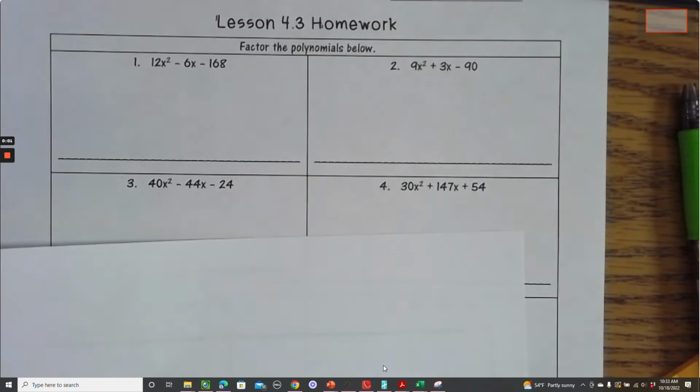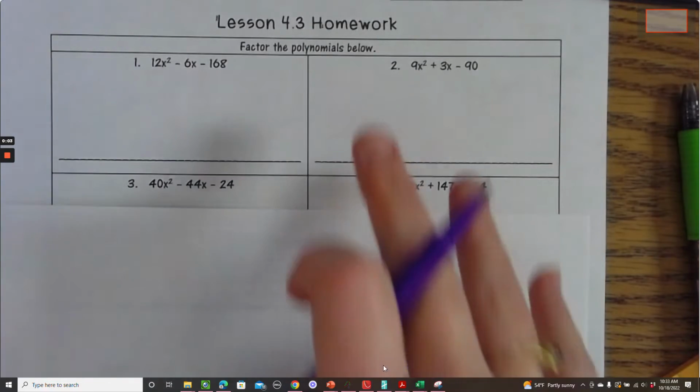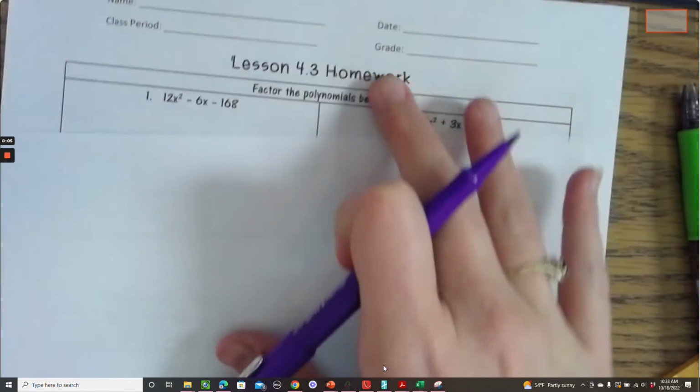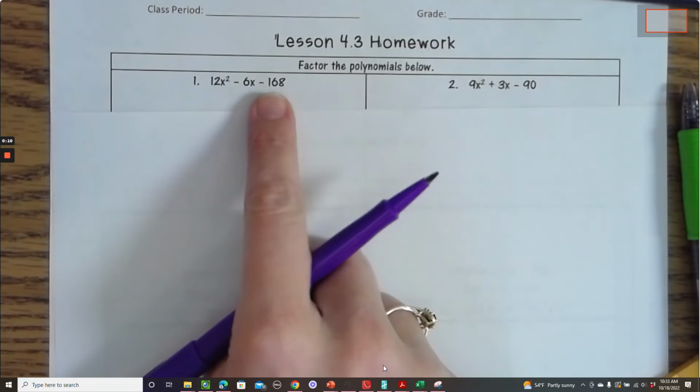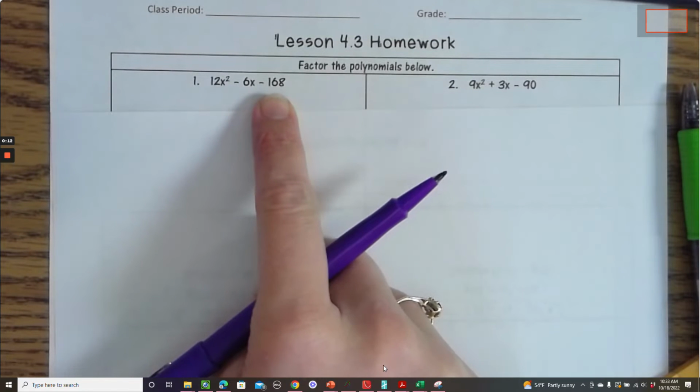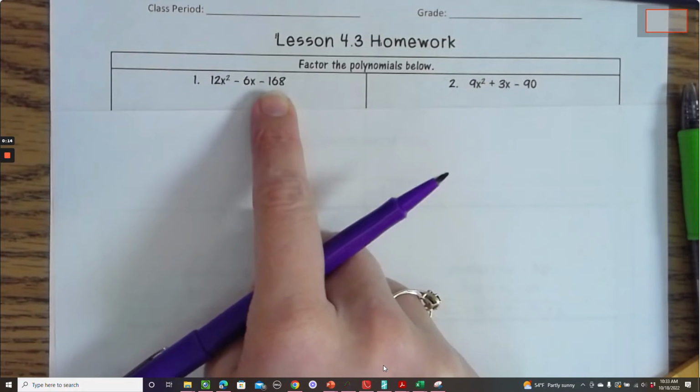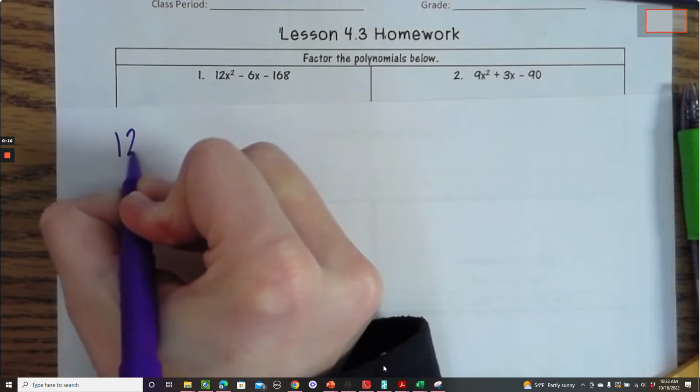All right, this video is for lesson 4.3 homework. We're still factoring, but we're using slip and slide. These are ones where you've got real big numbers at the end and trying to find factors is just a nightmare. So here are the steps.